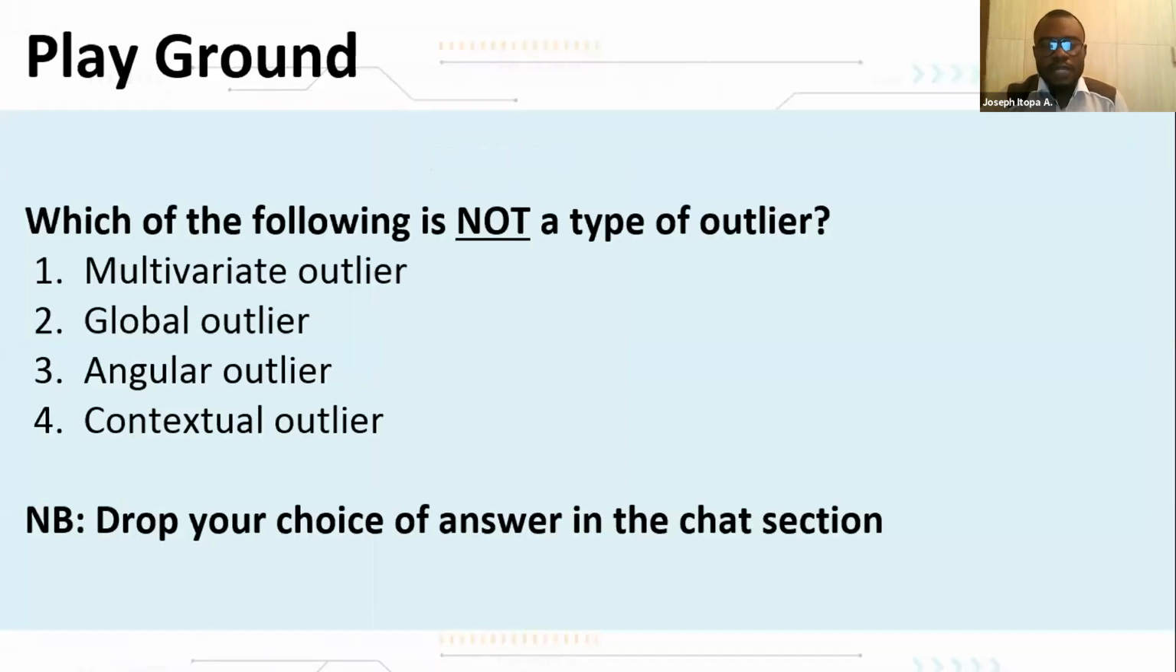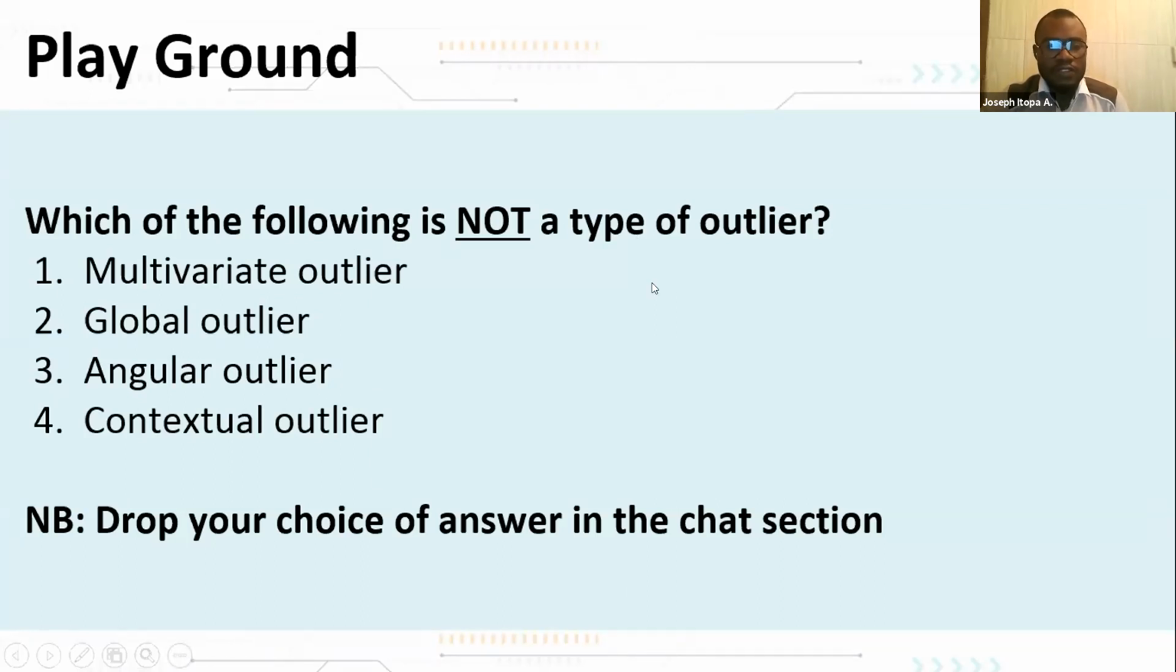So let's have a little fun. I hope you guys have had some understanding about outliers, what they are, the causes of outliers, and of course, the types of outliers that we have. Here, we intend to have a little play to see if you have the idea of what we've been talking about so far. The question is, which of the following is not a type of outlier?